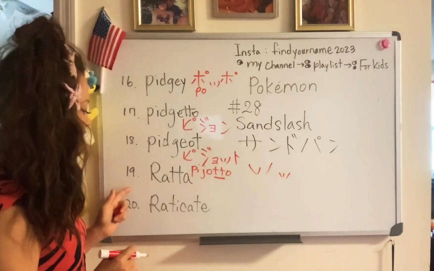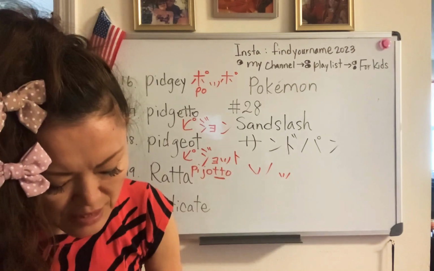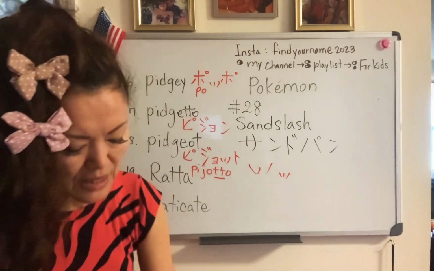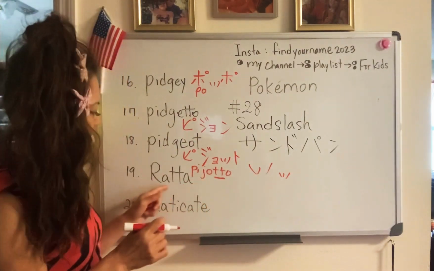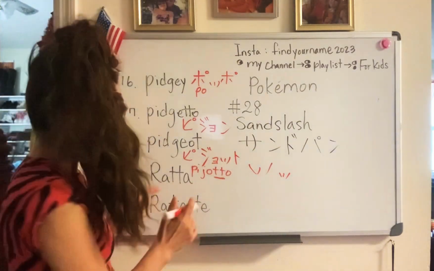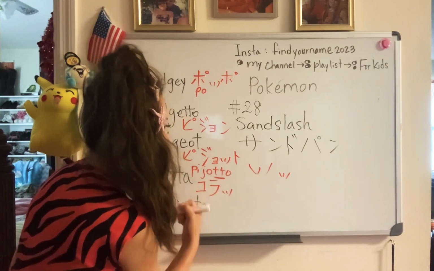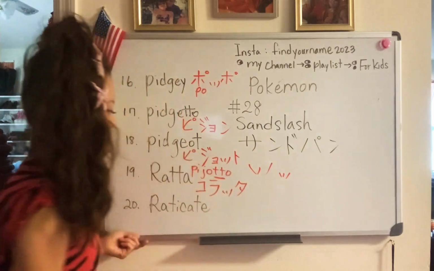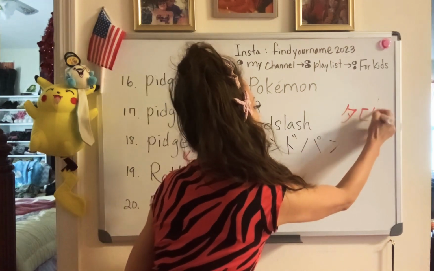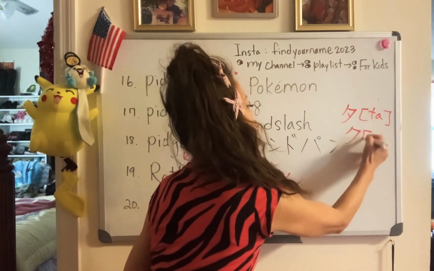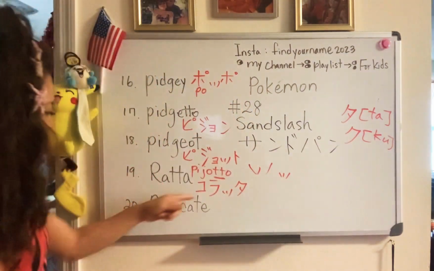Let's go, number 19, Rattata. You guys will learn this one more time. What is Rattata? It is Kora. Kora, Kora. Rattata is Koratta. Do you remember? This is ta. This is ko. Ko, ko. Okay, guys. Koratta.